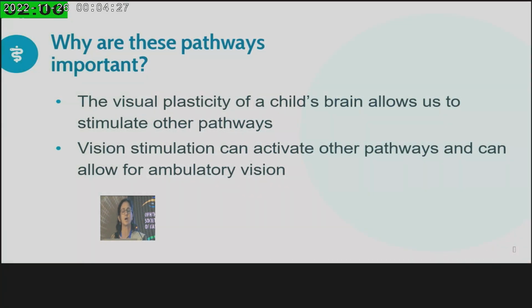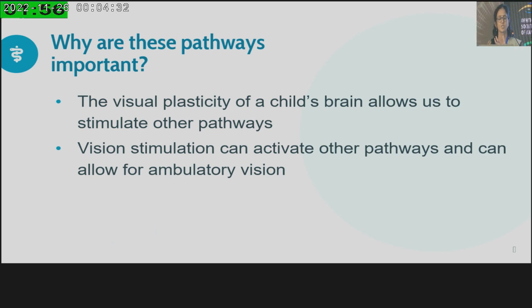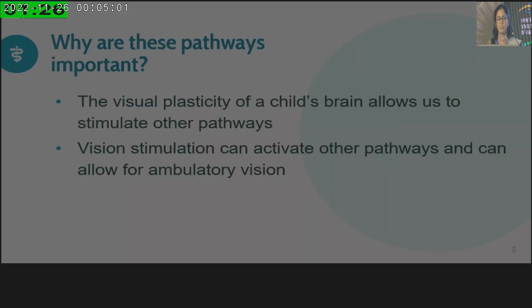So why are these pathways important? The visual plasticity of a child's brain allows us to stimulate other pathways. Suppose one stream is impaired in one child, we can think of stimulating the other pathways which are not very important. For example, the reflex pathways and the retinotactile pathway, you can stimulate those, and that can result in improving visual rehabilitation. Visual stimulation can activate other pathways and can allow for an ambulatory vision.